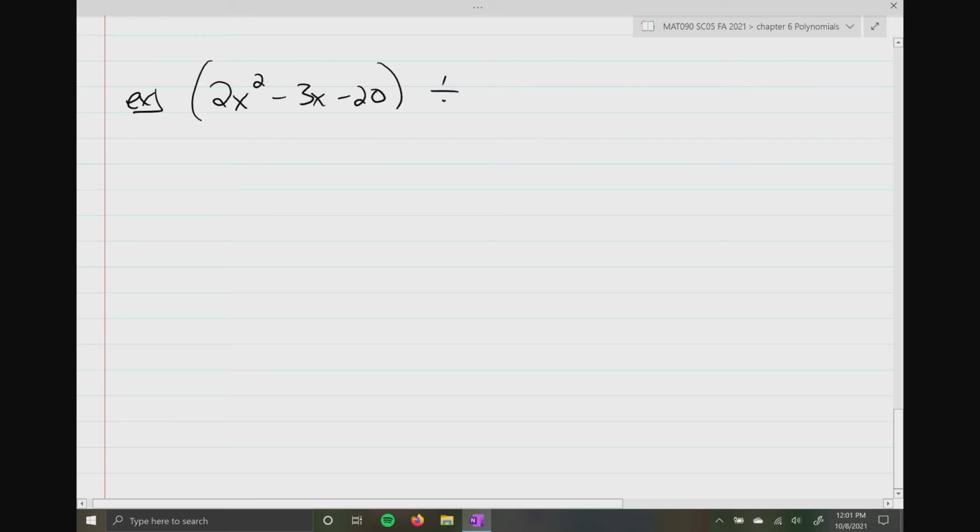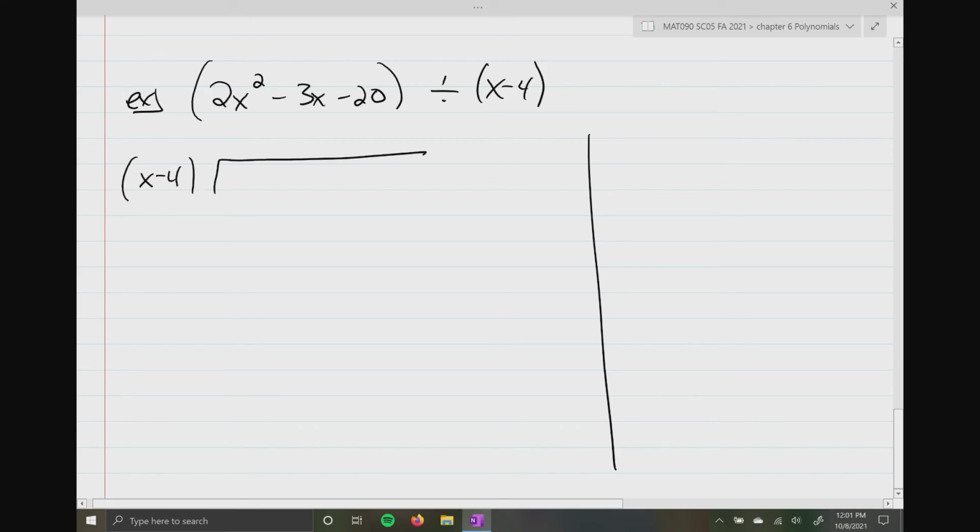We're going to do the quantity of 2x to the second minus 3x minus 20 divided by x minus 4, okay? So I'm going to set this up. My divisor goes outside. And if you want to, you can even put that in parentheses. And then my dividend goes inside. Okay? Step 1.